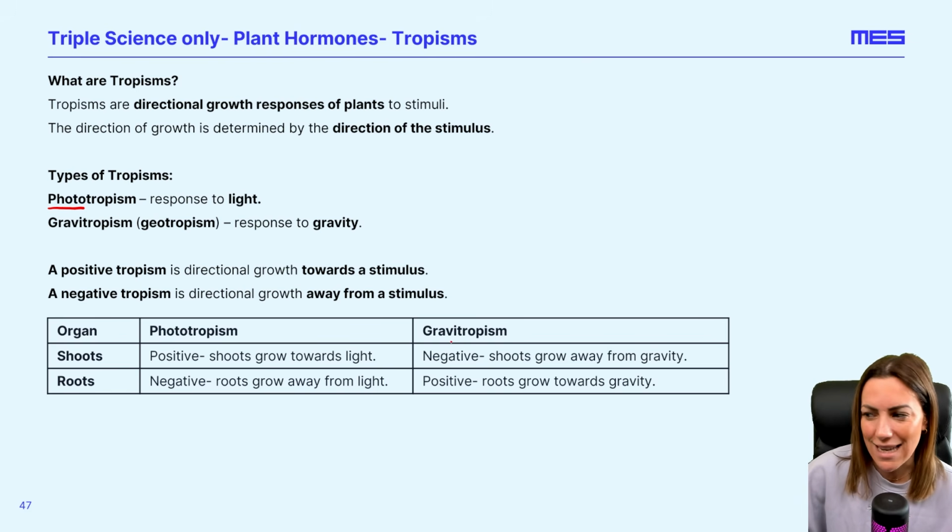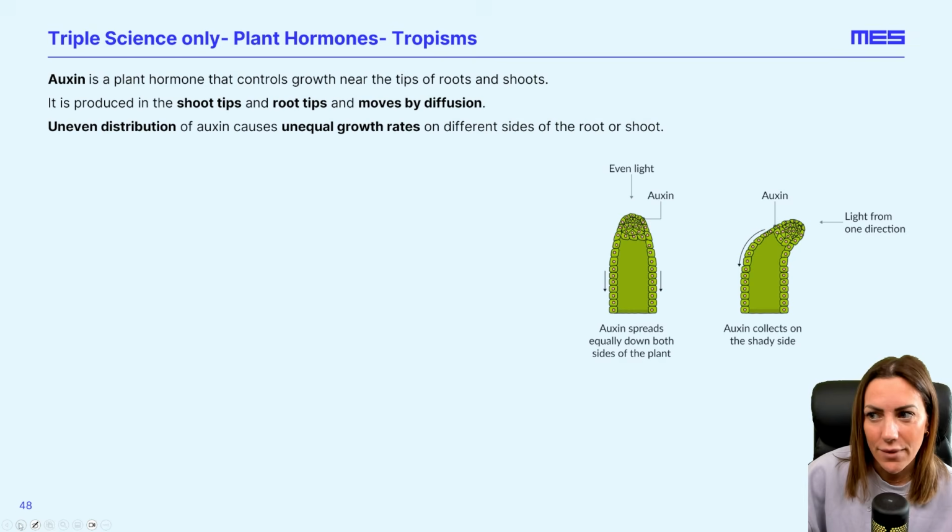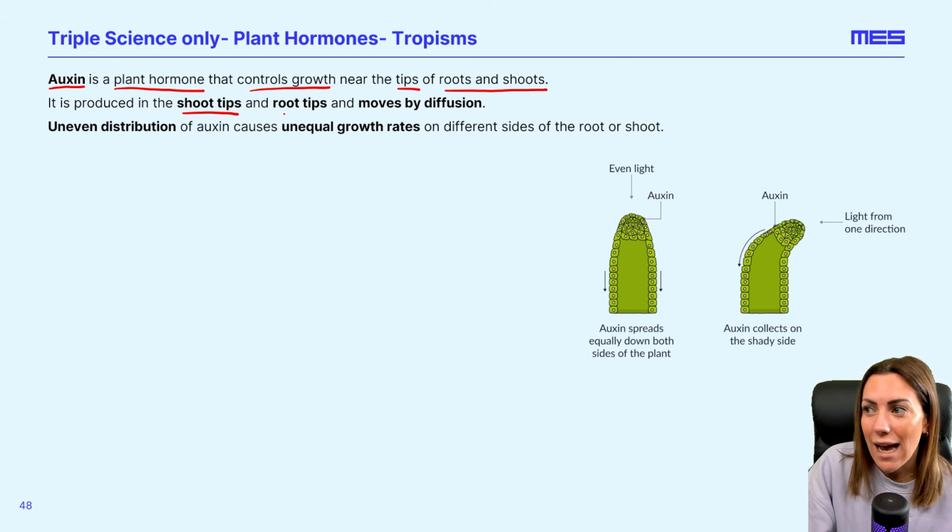If we think about gravity, the shoots show negative gravitropism because they grow away from the force of gravity, because they grow up, whereas the roots show positive gravitropism because they grow down towards the stimulus of gravity. Now, how is this all controlled and coordinated? Well, it's controlled by a hormone called auxin. So auxin is a plant hormone and it controls growth near the tips of the roots and the shoots, because auxin is produced in shoot tips and root tips.